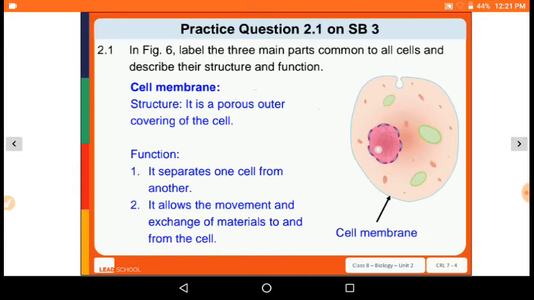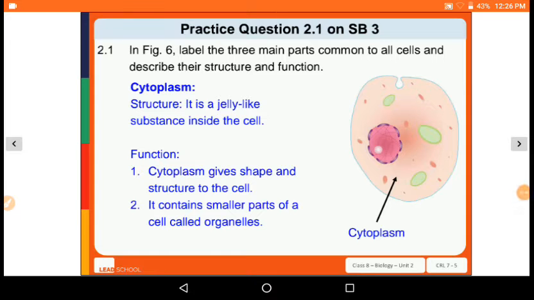Structure कैसा होता है? It is a porous outer covering of the cell. So what is the function? It separates one cell from another cell and it allows movement and exchange of material to and from the cell.